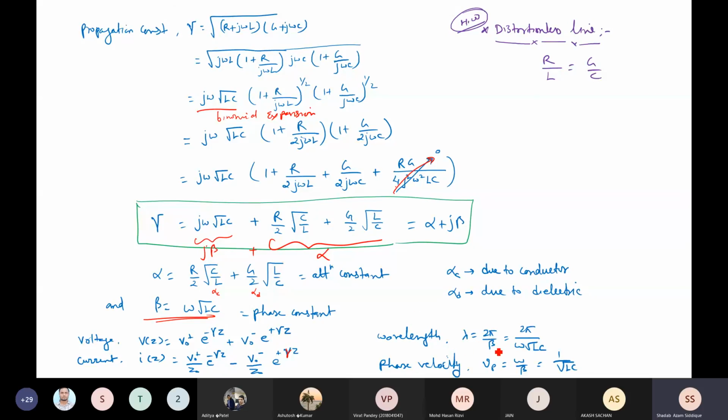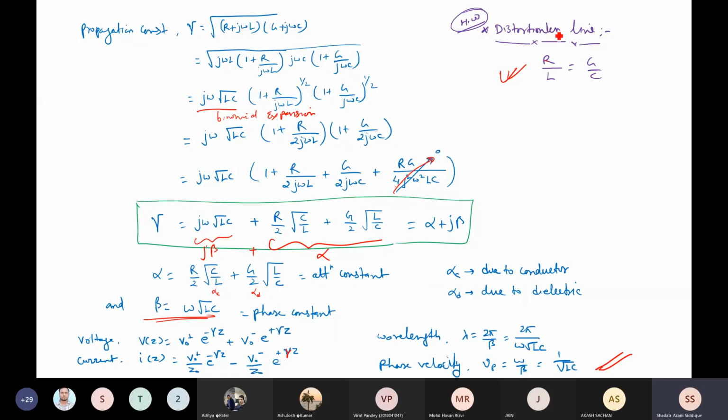Similarly, we have the wavelength lambda is equal to 2 pi by beta, which is equal to 2 pi by omega root under LC. Beta is nothing but omega root under LC, so just apply it here. And the phase velocity Vp is equal to omega by beta, which is equal to 1 by root under LC. Similarly, you can do the analysis for the distortionless line. For the distortionless line, the condition is R by L is equal to G by C. You can substitute R by L equal to G by C wherever required and try to find out the distortion.